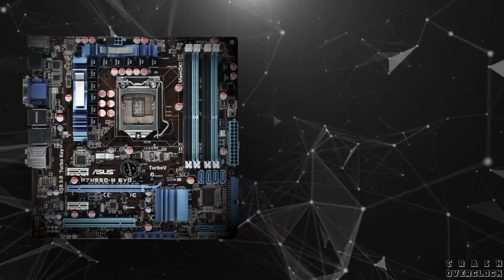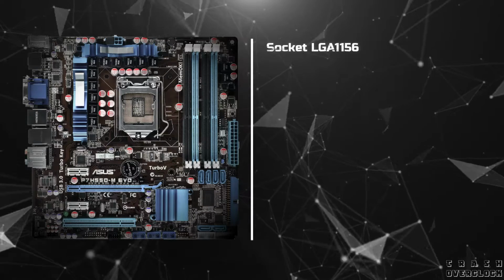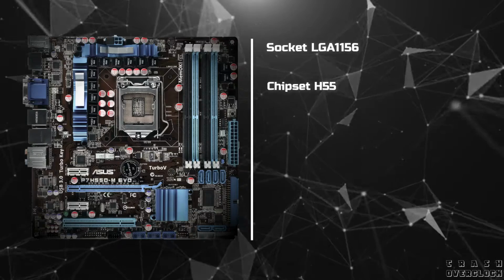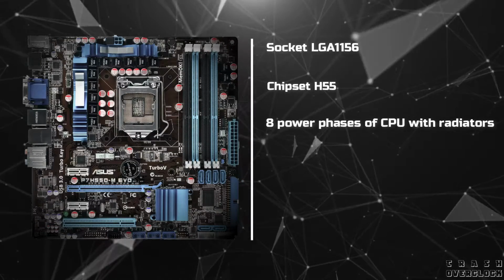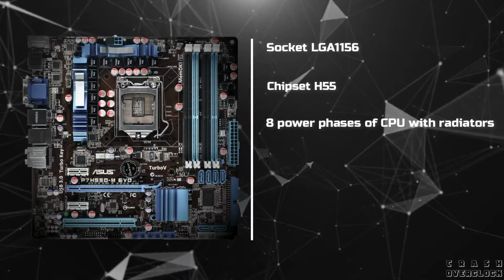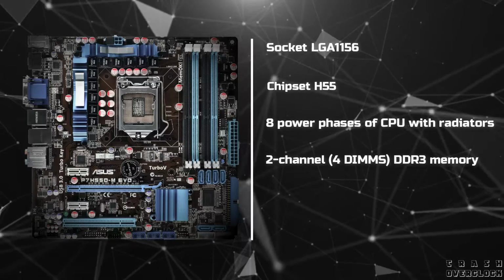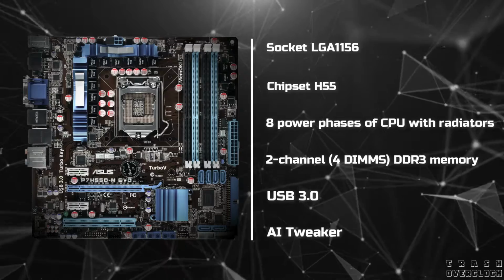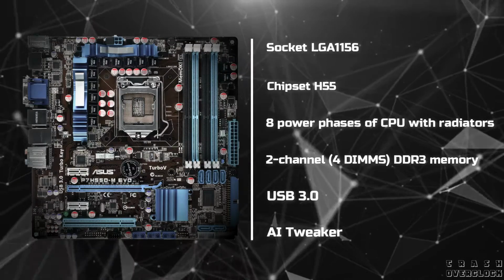Some info about motherboard. Socket LGA1156. Chipset H55. 4 power phases of CPU with radiators. 2 channels for DIMMs DDR3 memory. USB 3. BIOS has tweaker for overclocking CPU and RAM.